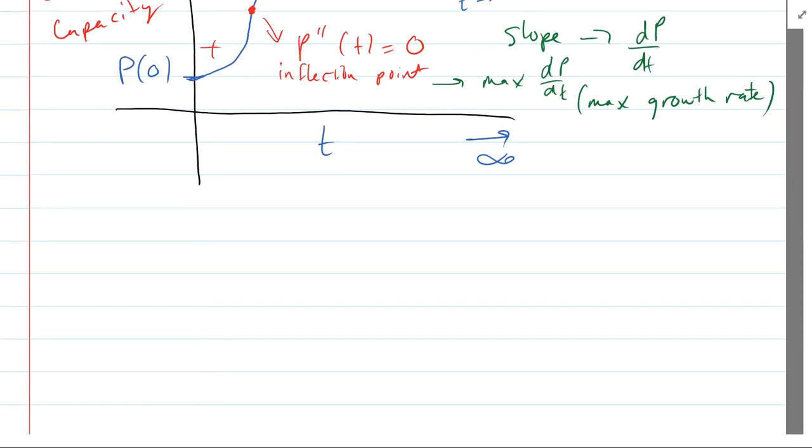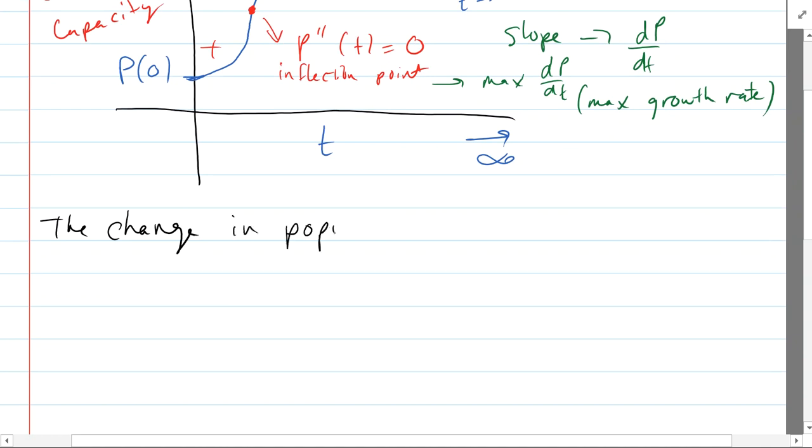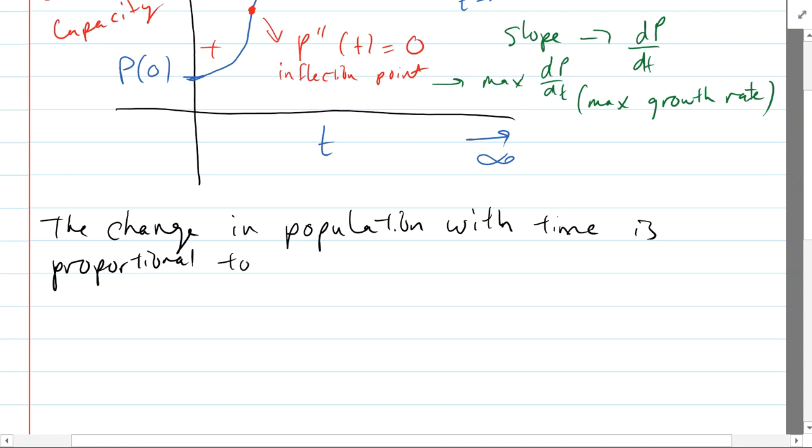Here is what the words would look like. It would be something like: the change in population with time is proportional to both P and the carrying capacity minus P.